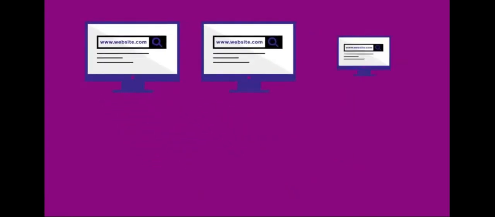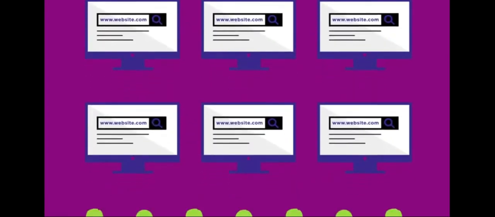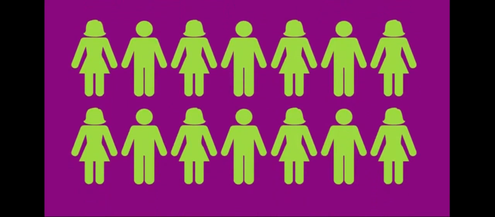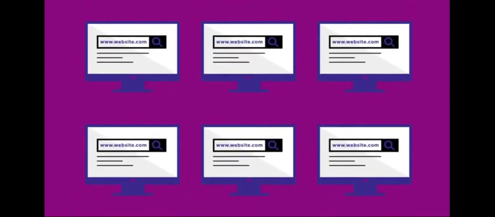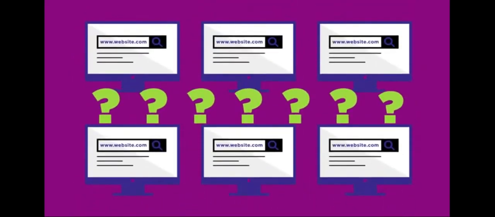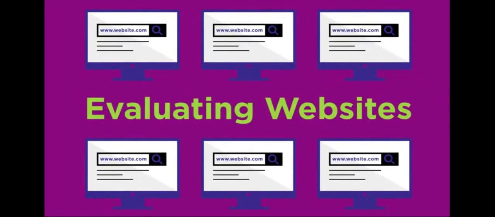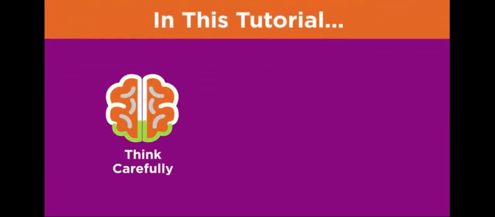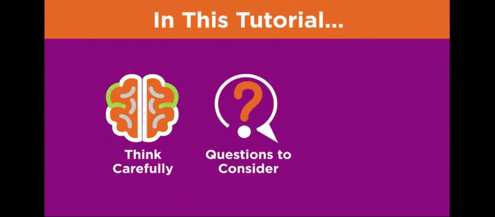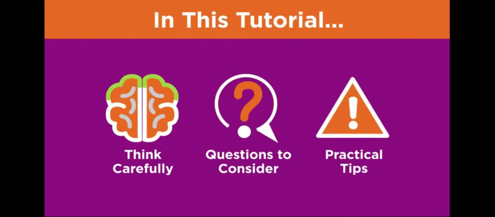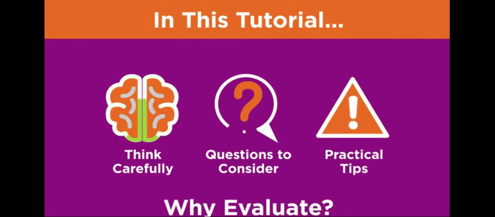There's a lot of useful information on the internet, but since anyone can publish a website, it's important to stop and think carefully about online information before you use it. This process is called evaluating websites. In this tutorial, you'll learn how and why to think carefully about information you find on the internet, some questions to consider when you're looking at websites, and some practical tips for how to evaluate internet sites you visit.